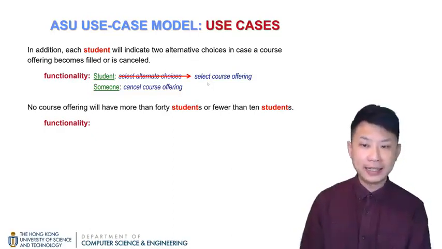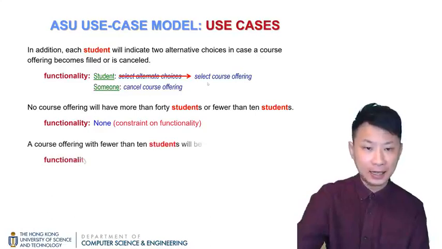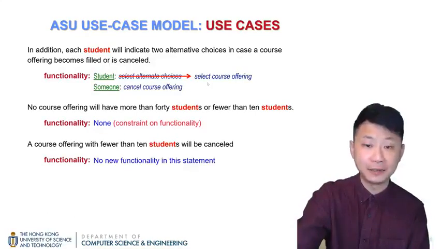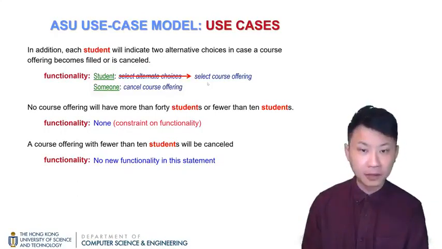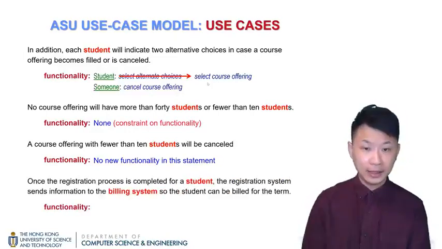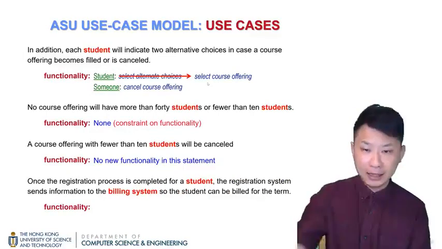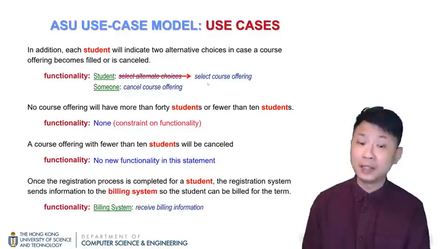And then in the next sentence, we don't get any functionality. Then in the next sentence, we see that someone is going to cancel course offering. And it's the same as the one that we have captured before. So we don't have any new functionality in this statement. And then in this sentence, we get one functionality, which is like the building system is going to receive building information from the system.